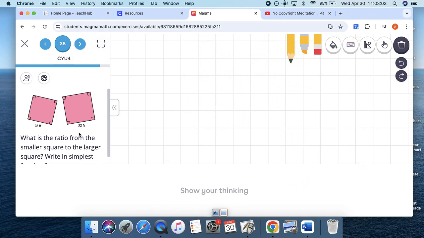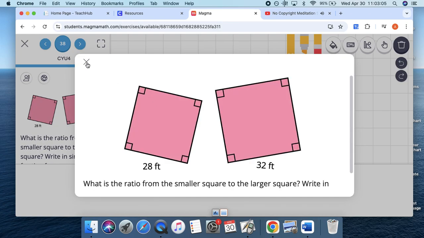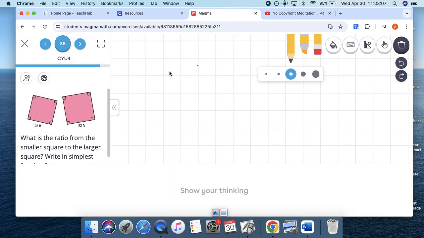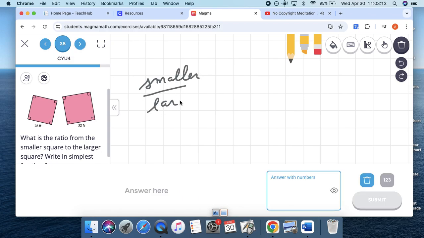What is the ratio from the smaller square to the larger square? And again, order matters. So again, we want the ratio. So put it as a fraction from the smaller to the larger. And we're going to use 28, the smaller to the larger. And in simplest form, we can divide by 4. We get 7/8.